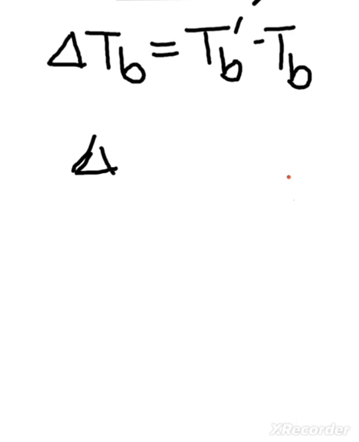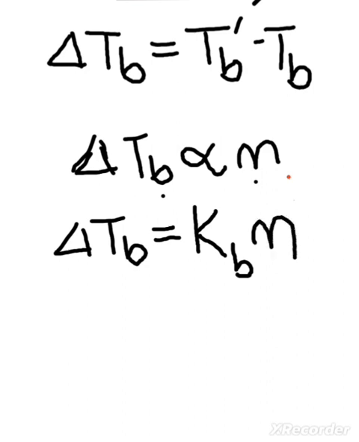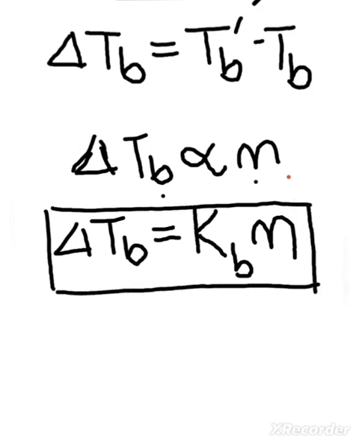elevation of boiling point is directly proportional to the molality of the solution. So delta TB, that is elevation of boiling point, is proportional to the molality of the solution. Now delta TB is equal to some constant, called the proportionality constant, and over here the proportionality constant is the ebullioscopic constant, which is represented as KB. So delta TB equal to KB into m. You have to remember this equation, delta TB equal to KB into m.